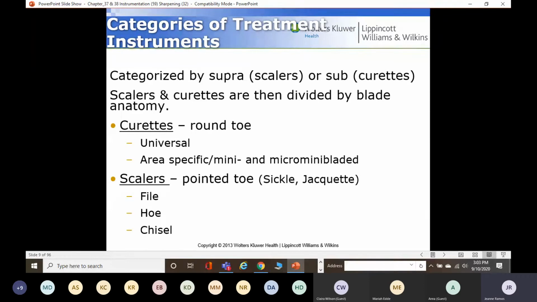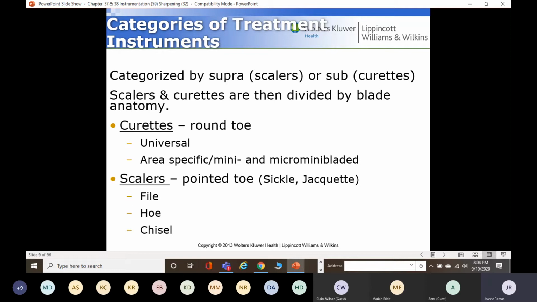Categories, you have supra and sub. Even though you can use your curettes supra as well as sub, they categorize your pointed instruments, your scalers, as supra, and your curettes that have a rounded back as sub. Scalers and curettes are then divided by blade anatomy. So the curettes have a rounded toe.